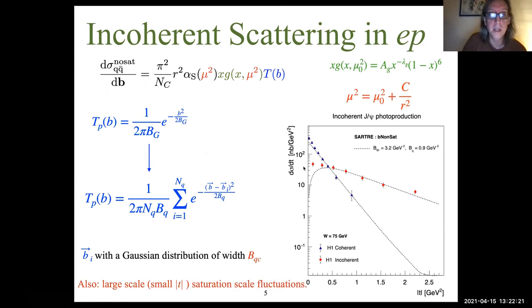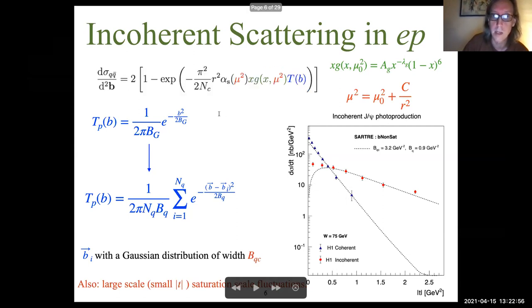So the first thing we did was try to reproduce the results from Mäntysaari and Schenke. We also wanted to make our own fit, since we want to use B non-sat as well as BSAT for this, and we use a slightly different BSAT model than they were using, with different parameters. So this is for B non-sat, and it works quite well. You see the three hotspots reproduce the incoherent cross-section quite well in this region, and the coherent cross-section is also quite well described.